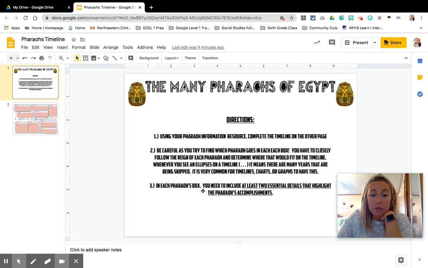In each pharaoh's box, you need to include at least 2 essential details that highlight the pharaoh's accomplishments. So not only do you have to put the pharaohs in the correct order on the timeline, but you also need to include 2 accomplishments that they've had. So here's the timeline.